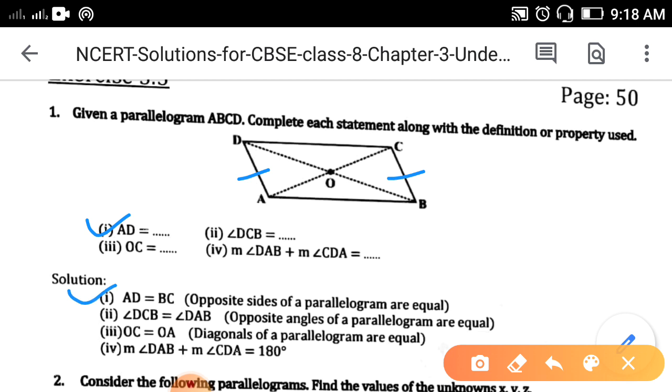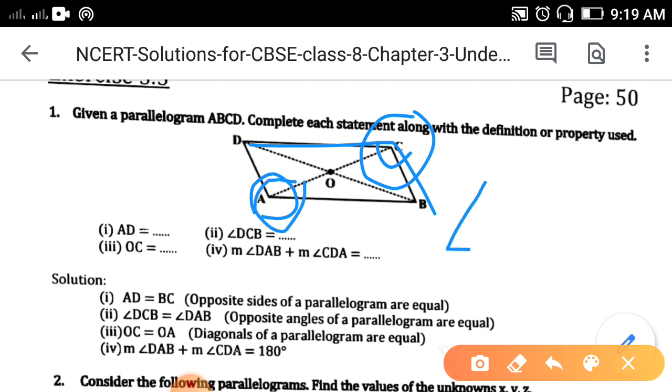Second one, angle DCB. Where is the angle DCB? Here, angle DCB. So it means angle C we have to consider. Angle C is equal to angle A because opposite angles are equal. So how to write this angle A? You have to show it this way, so you can write angle DAB.